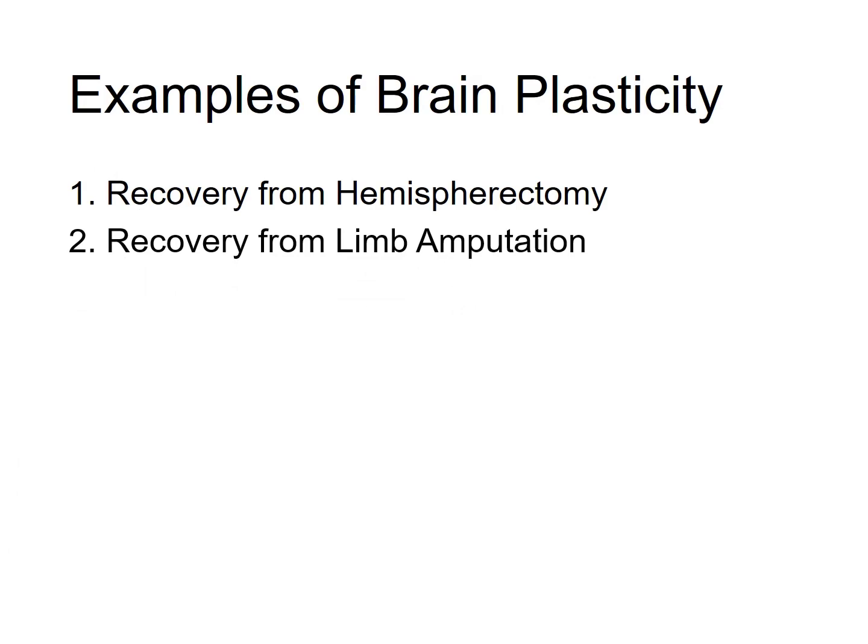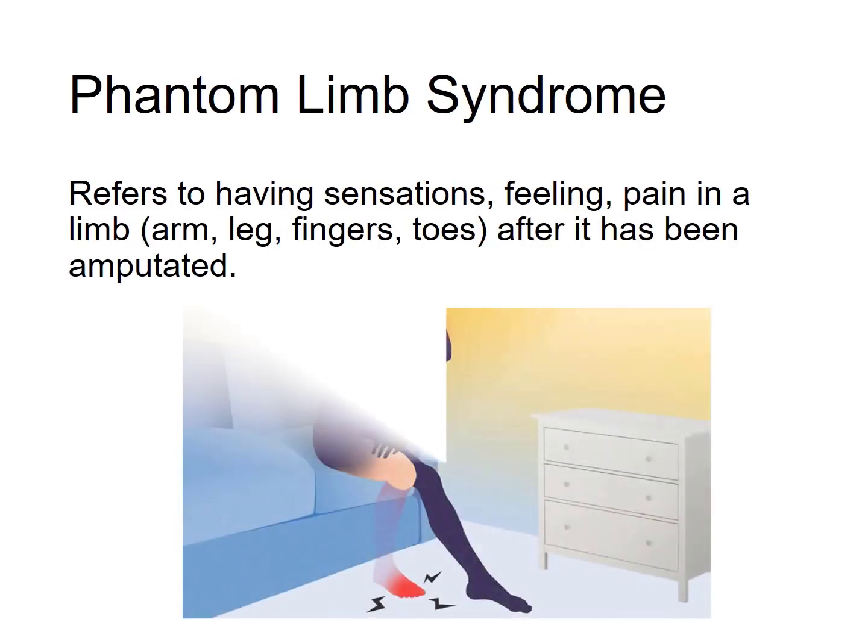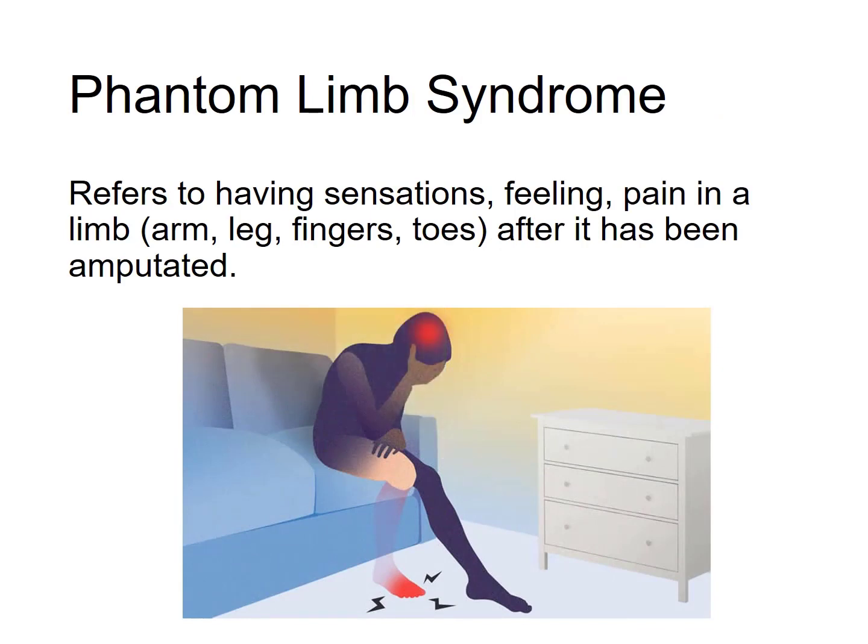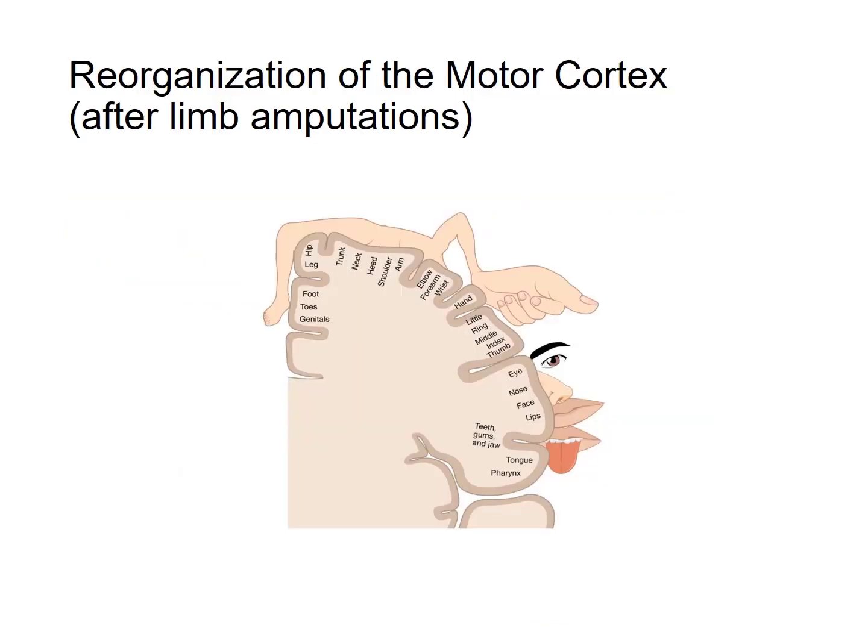Additional evidence for brain plasticity comes from studies of individuals who've had a limb amputation. Those who have had a limb amputation sometimes experience phantom limb syndrome. They actually feel the missing limb. It may be painful. It may have pins and needles sensations. There are several links on Canvas that provide us evidence for brain reorganization following amputation.